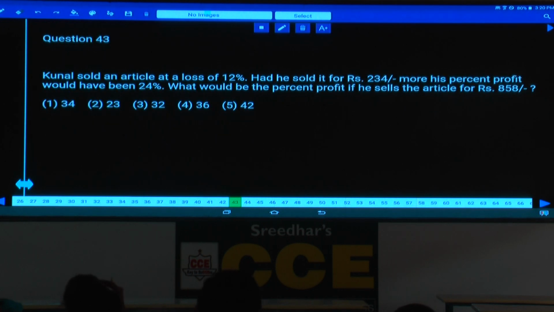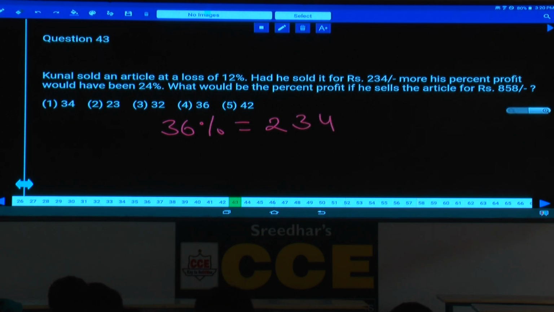Next. Kunal sold an article at a loss of 12%. Had he sold it for 234 rupees more, his profit percent would have been 24%. Earlier, how much loss we have? And now profit. Difference between 12 loss and 24 profit? 36%. 36% is equal to 234. 36 how many times? Not 9 times. What would be the percentage of profit if he sells the article at 858?